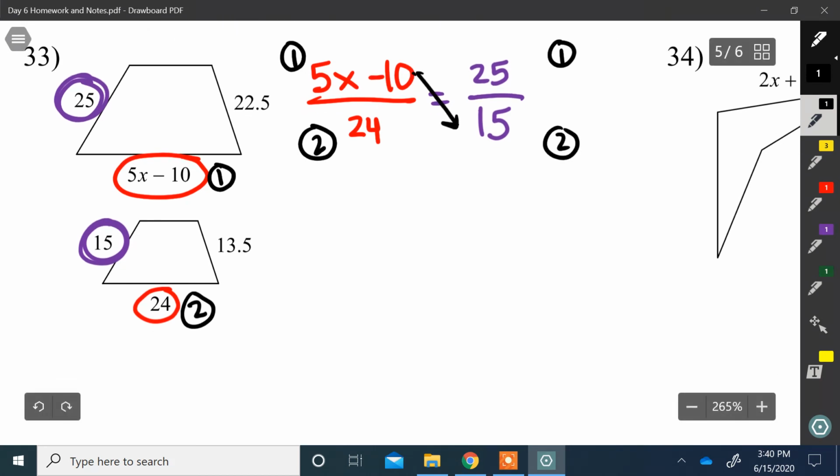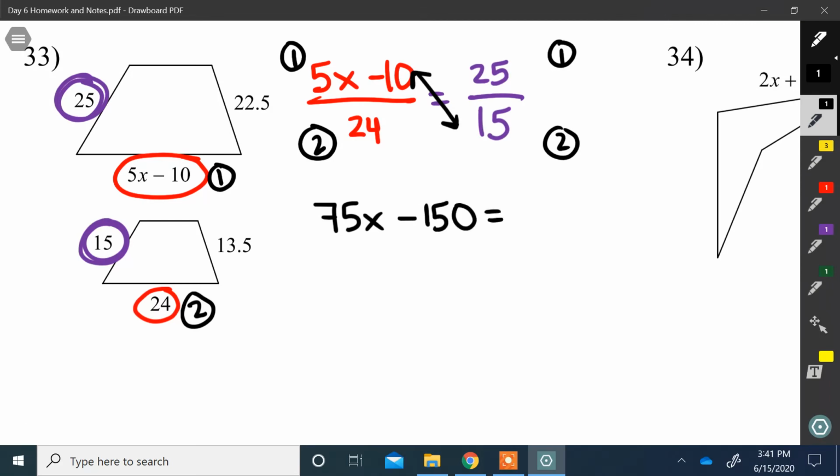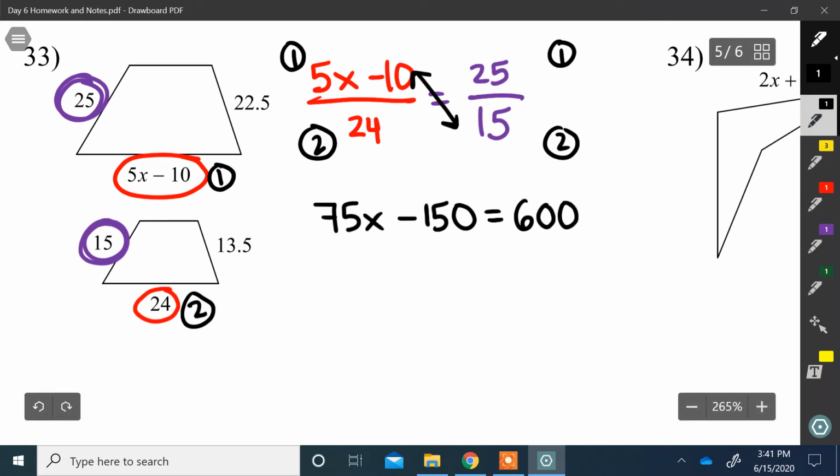All right, now let's go ahead and cross multiply. We're gonna multiply 15 times 5, which is 75x, minus 150 is equal to, let's multiply 24 and 25, that should be 600.